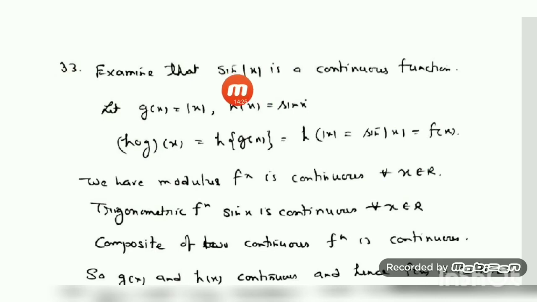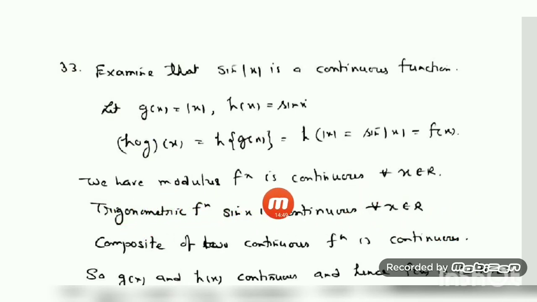Since I have got our required function, suppose it is f(x), we don't have to do g o h of x. Okay. So now write down the conclusion. What is the conclusion? You know that modulus function is continuous for all real numbers. Sine function, that is trigonometric function, is continuous for all real numbers, and composition of two continuous functions is continuous, right? That's the conclusion I have written here.